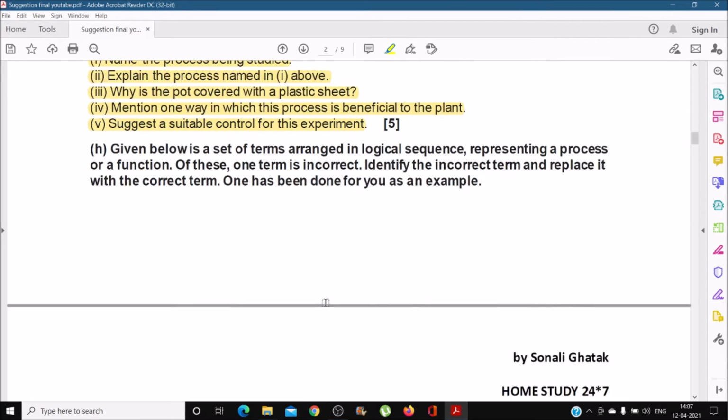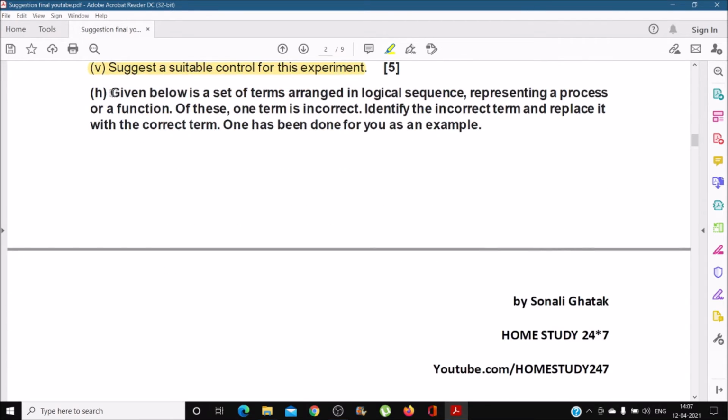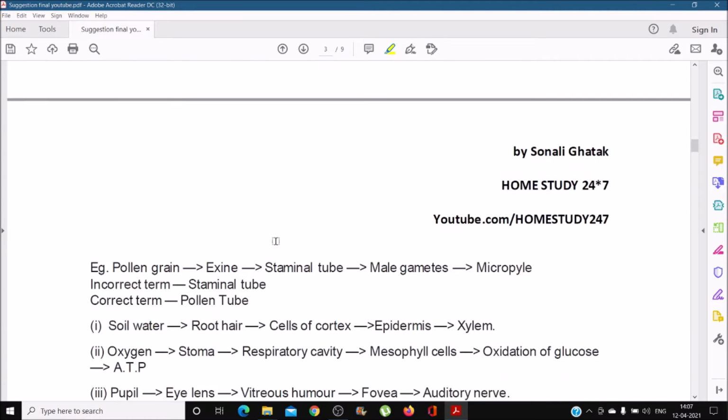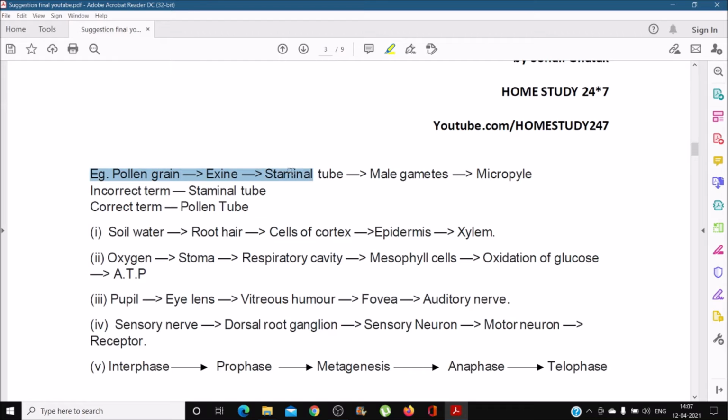Now, part H. Given below is a set of terms arranged in a logical sequence representing a process or a function. Of these, one term is incorrect. Identify the incorrect term and replace it with the correct term. One has been done for you as an example: the incorrect term is seminal tube and the correct term is portal tube. You have to answer like this.